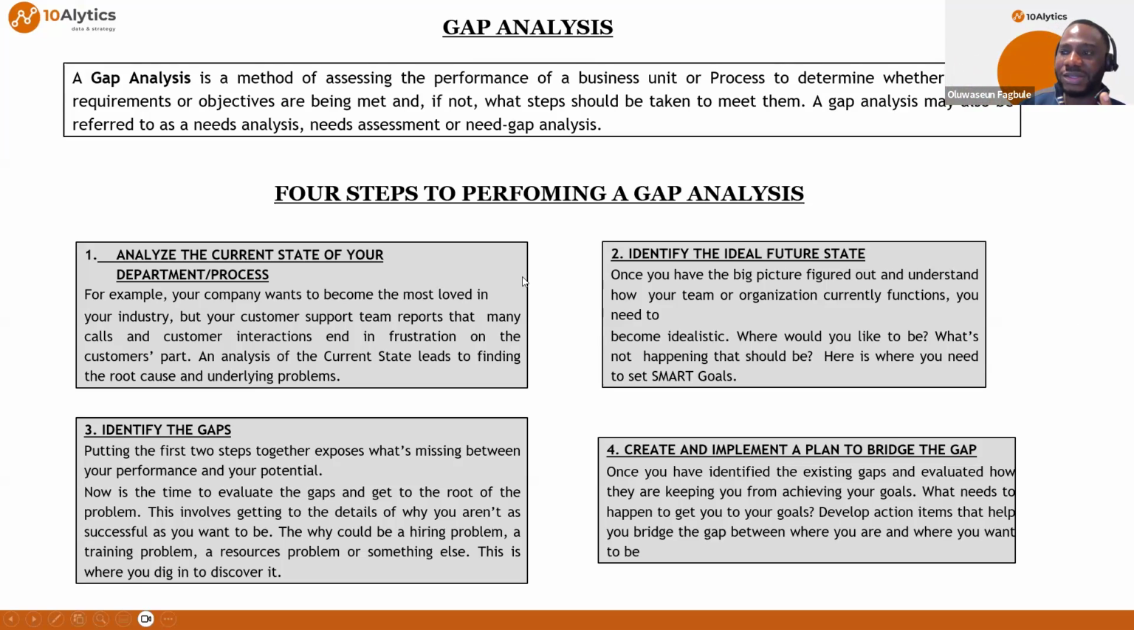So now you've analyzed the current state, you've identified the future state, you've identified the gaps. Now you want to bridge that gap by creating a solution to close those gaps. This is where you come up with goals on how you want to bridge and close those gaps. You develop action items, whether you want to release a new service or add more channels so that customers can reach you. This is where you implement that plan. So these are the first steps of performing a gap analysis.